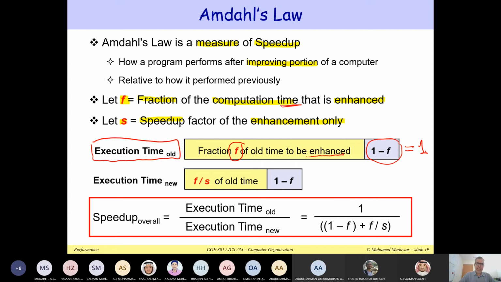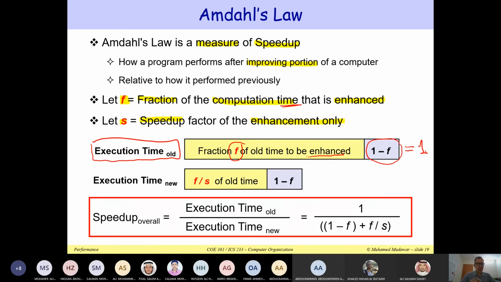So now we see that the program is spending a lot of time on multiplication. That's the fraction of the computation time. Suppose that now we would like to have a better CPU. So we have a new version of the CPU, and I'm going to improve the multiplier in the hardware.